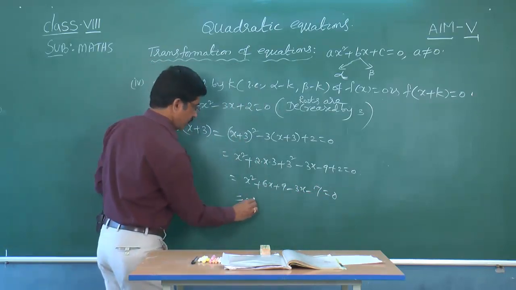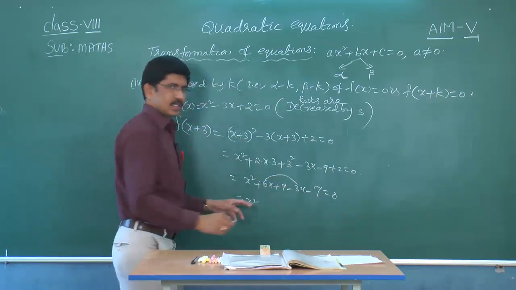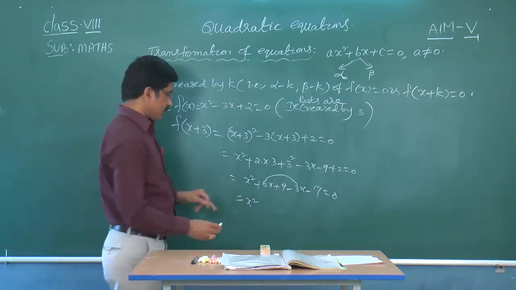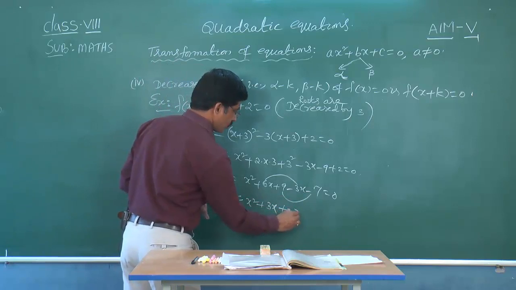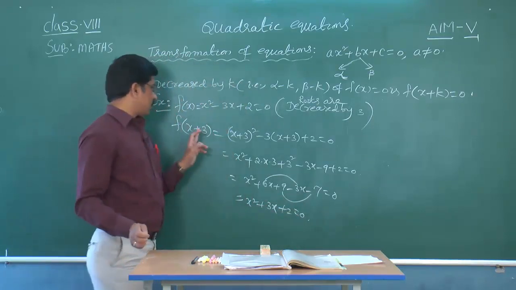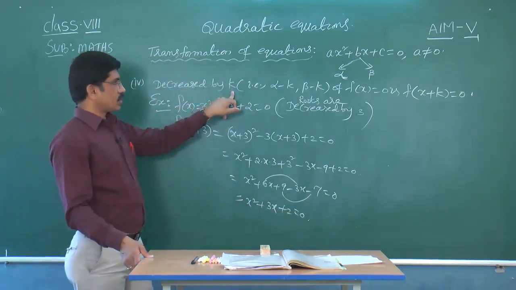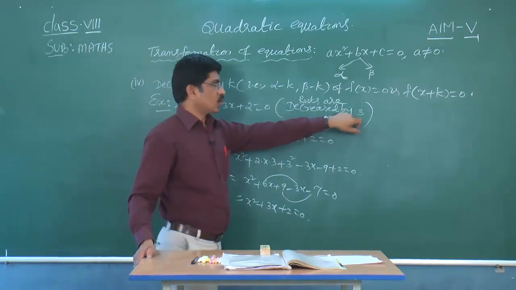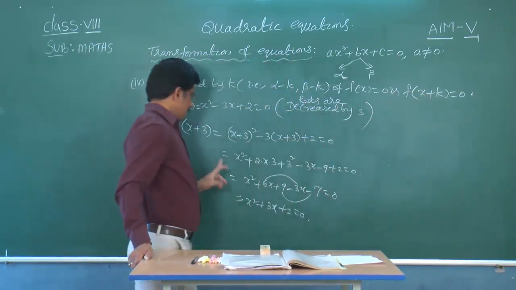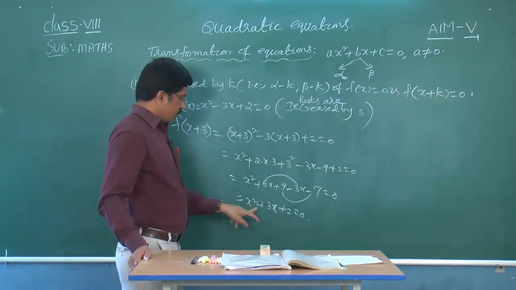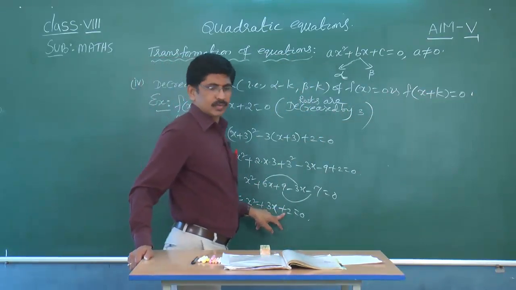x square, 6x minus 3x gives 3x, and 9 minus 7 is 2. It is decreasing by a constant, that is 3, to get the required equation as f of x plus k, that is f of x plus 3, which is x square plus 3x plus 2 is equal to 0.